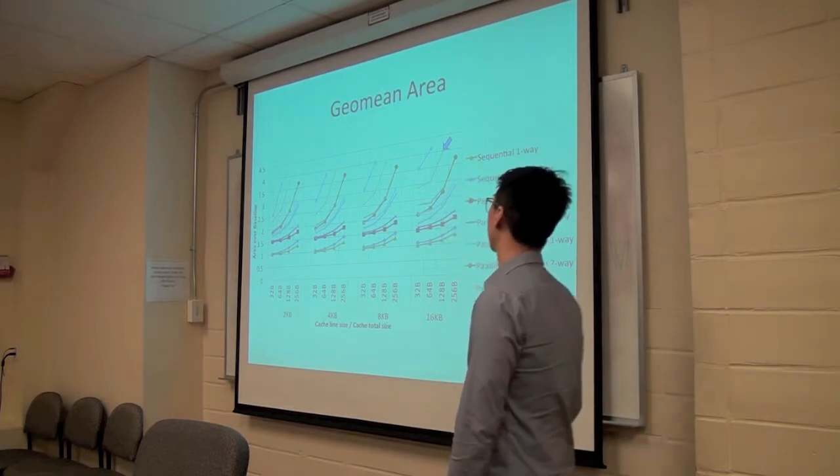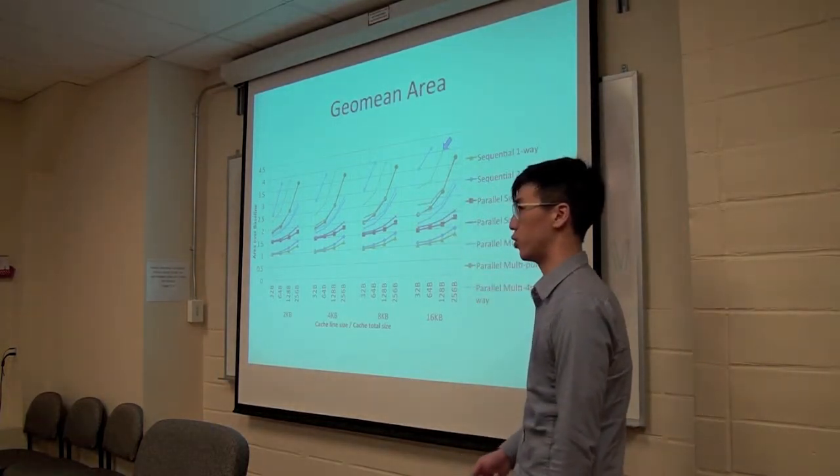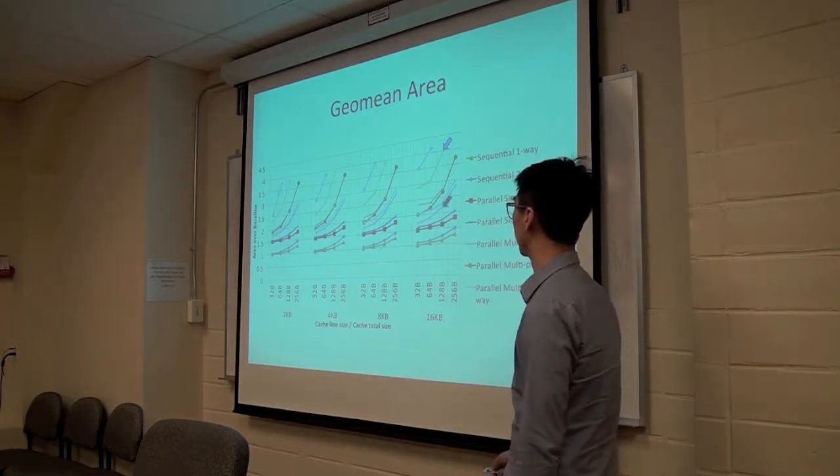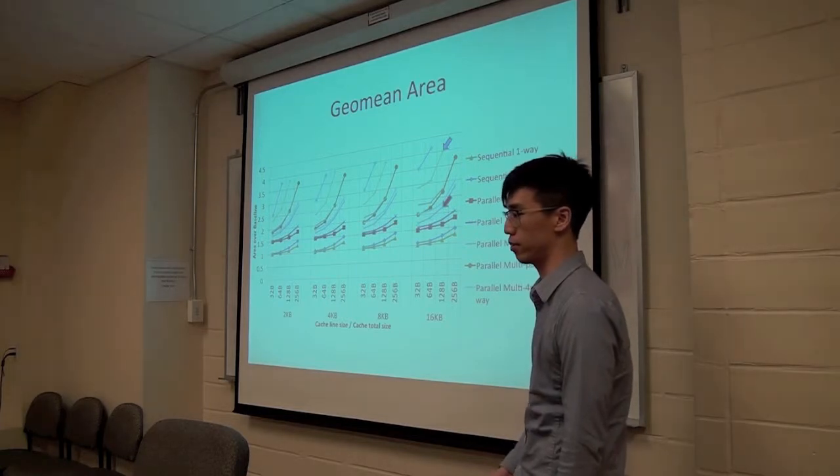Interesting to note here is that this point shows the architecture which showed the best result in geomean, and that one shows the second best result. So you can see that the area is almost half for the second best result compared to the best result.